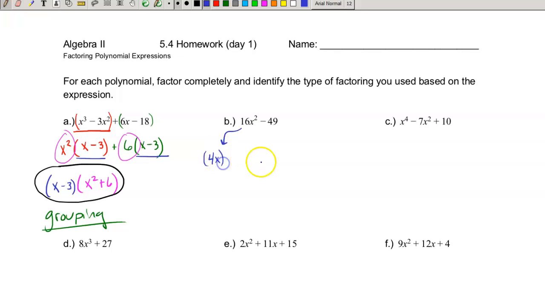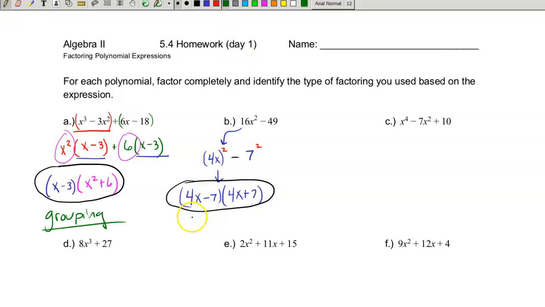So this is what it would look like. We'd have 4x squared, right? Because 4x times 4x is 16x squared. We'd also have a 7 squared because 49 is a perfect square. So you can see here that clearly we have the difference of 2 squares, and the shortcut to factoring the difference of 2 squares is simply going to be 4x minus 7 and then 4x plus 7. There's my answer. And my strategy there is the difference of squares.